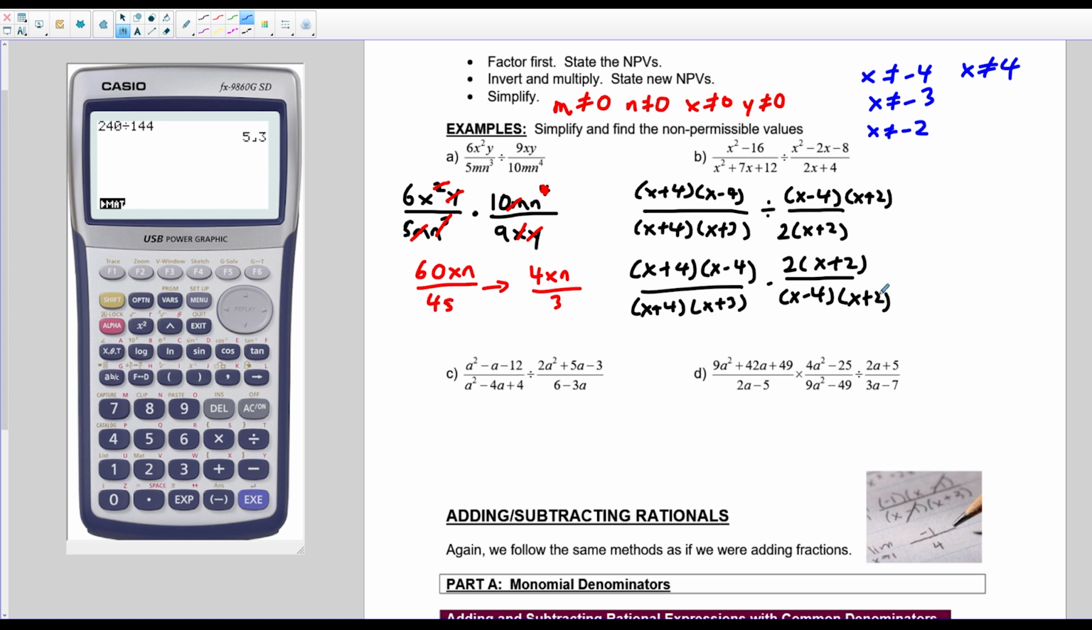And we just have another repeating NPV, x not equal to -2. So we can just leave those four as our NPVs. Now we get to the fun part where we can get rid of common factors.